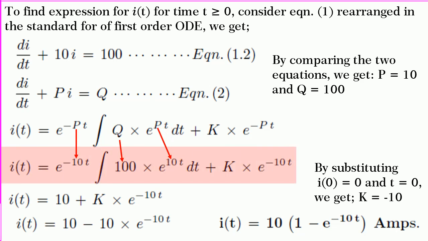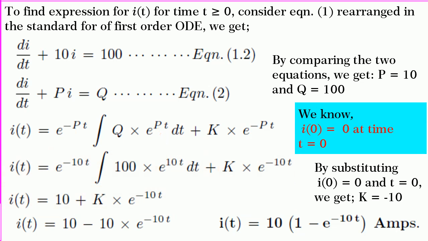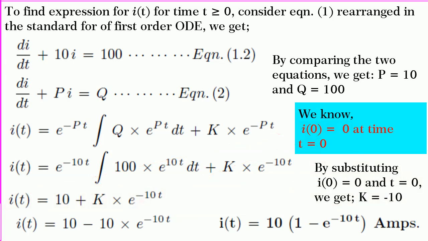By substituting the values of p and q and solving the integration term, we get I of t is equal to 10 plus k into e to the power of minus 10t. We know I of 0 is equal to 0 at time t is equal to 0. Hence, by substituting in the equation of I of t, we get k is equal to minus 10. Therefore, by substituting k is equal to minus 10 in the equation of I of t, we get the complete solution of I of t, which is equal to 10 into bracket 1 minus e to the power of minus 10t amperes.